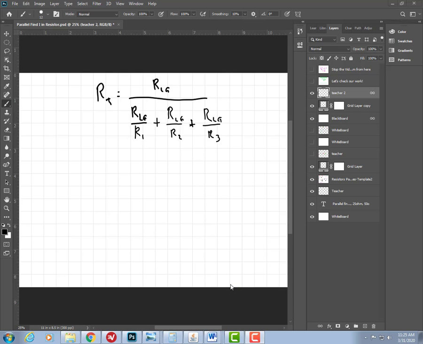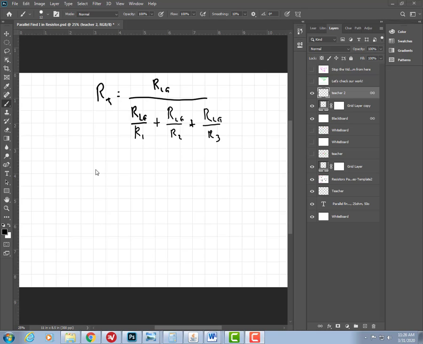Hello. So we have an entry. We have a new formula presented by a student. RT. This is a formula to find the equivalent resistance in a parallel circuit with three resistors, R1, R2, R3. The formula states that the total resistance, or the equivalent, is equal to R large divided by R large divided by R1 plus R large divided by R2 plus R large divided by R3.